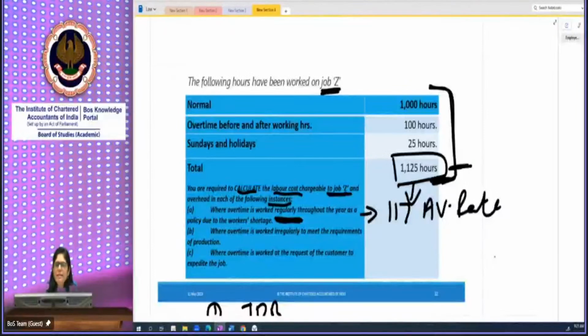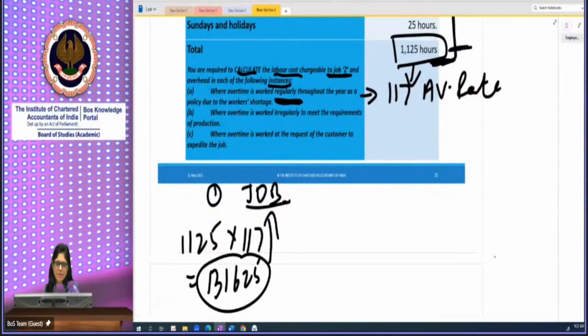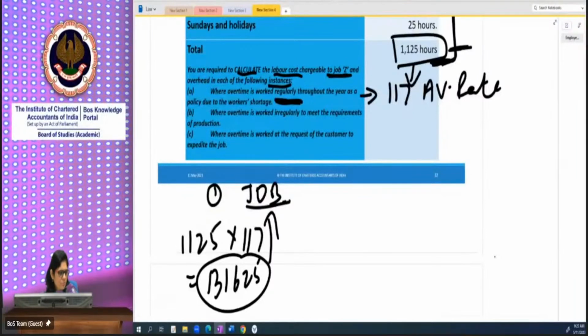So we have to calculate the labor cost for job Z. And it's a normal scenario. Every time on job Z, every time 5 hours will be worked on. All right. So it's a normal wages for job Z. So 117 average rate per hour into 1125. Can you get me the value? 1125 into 117. So it's coming to 131,625 is the labor cost for job Z when the overtime is worked regularly throughout the year. All right, yes, 131,625.